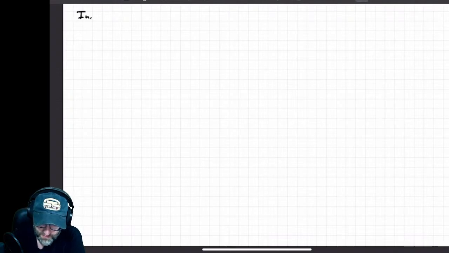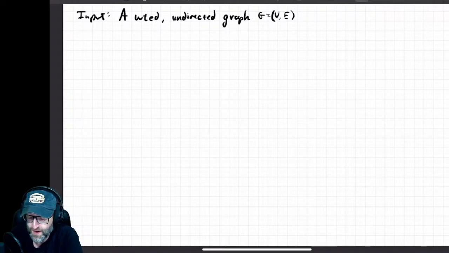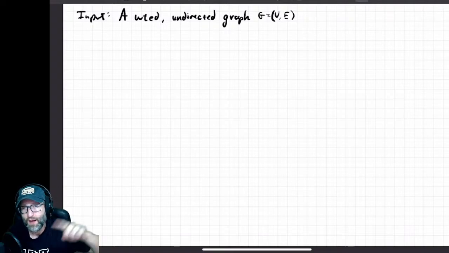So here's my input. It's a weighted, undirected graph G equals V comma E, right? You can talk about spanning trees of directed graphs, but it's not all that useful. It doesn't make as much sense as undirected, because just because you can go from A to B doesn't necessarily mean you can go back from B to A.